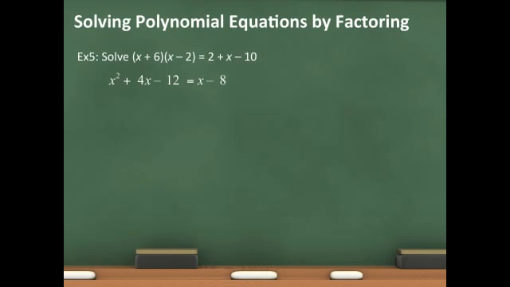This equation is not in standard form because we need to see a 0 on one side of the equation. Since we only have two terms on the right side of the equation, it will be easier to get rid of these terms and make this side 0. To do this, we will need to subtract x from both sides of the equation and also add 8 to both sides. Doing this will give us the equation x squared plus 3x minus 4 equals 0. This equation is now in standard form.